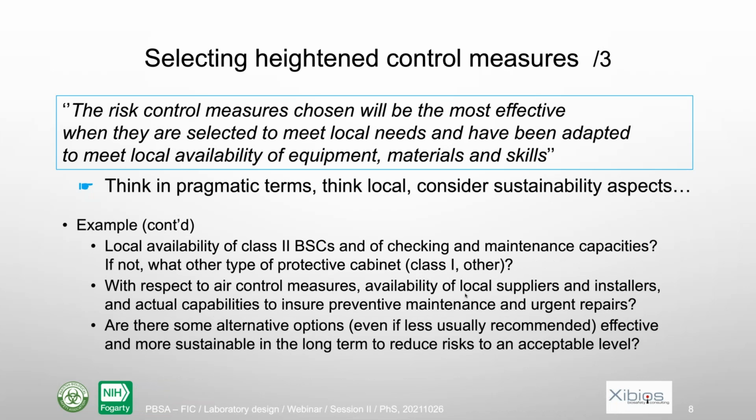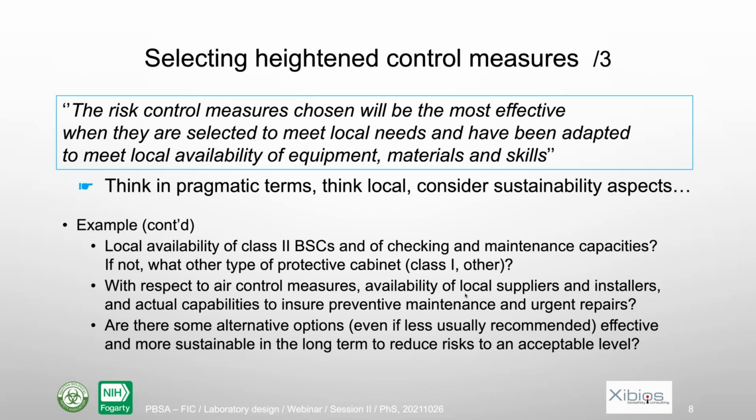So if we keep that example, we need to look at the local availability of the class 2 biosafety cabinets, for instance, and also if there's local capacity to check and maintain those biosafety cabinets. If not, we might need to consider another type of cabinet, like class 1, for instance.